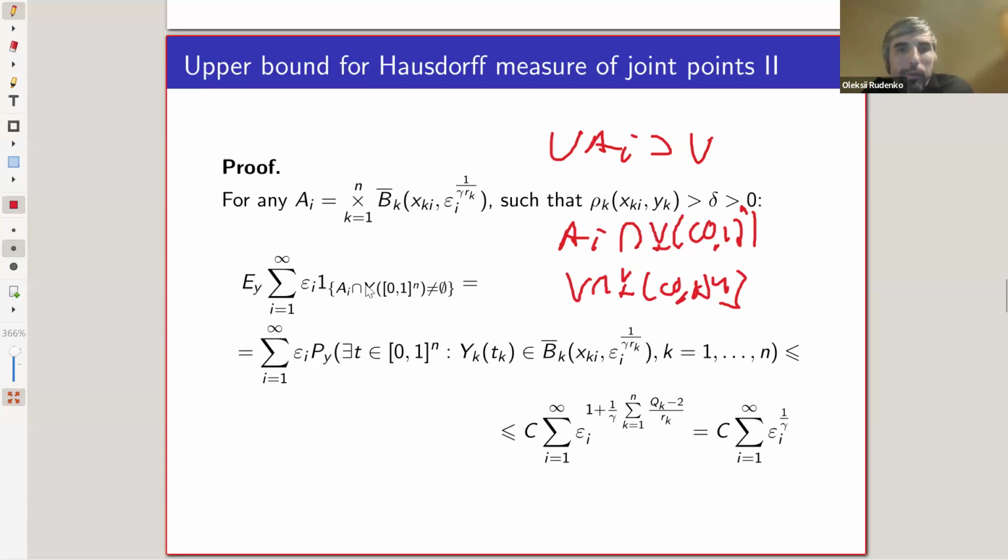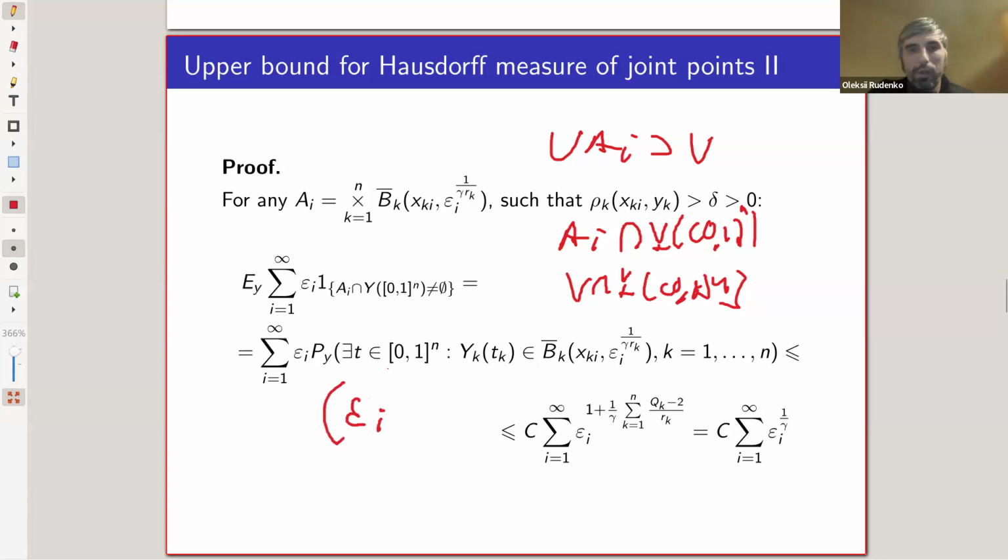And because of this, we can estimate this sum. This is a sum that corresponds to this covering in the definition of Hausdorff measure, and we can estimate it by taking expectation. If we take expectation, it turns out this indicator is just a probability of hitting the set by each of the balls. Well, because of independence, we can write it as a product of probabilities, and each probability is estimated by epsilon to some power.